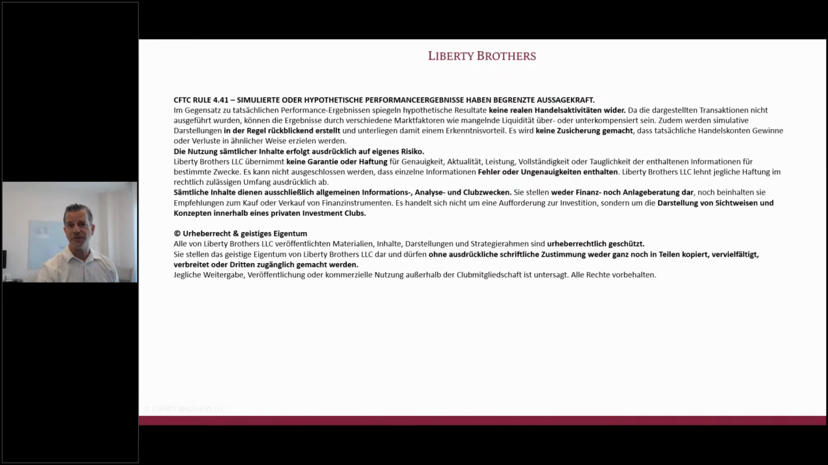And then for the futures traders amongst us, CFTC rule 4.41 says backtests are hypothetical in nature. It's important for you to hear it and to understand. They say nothing about the future.